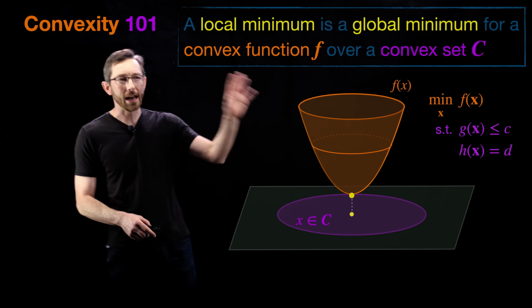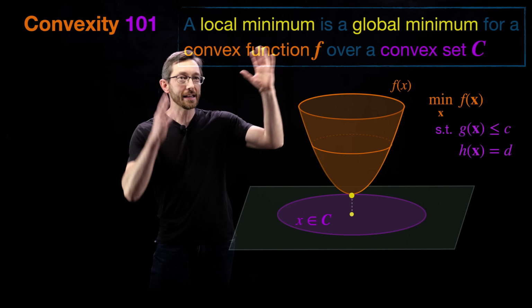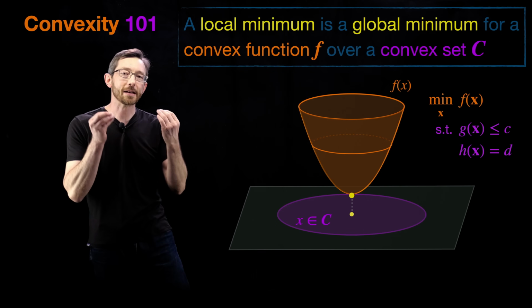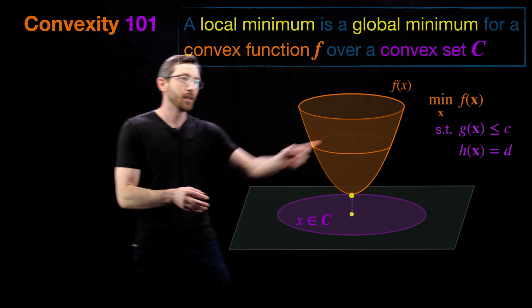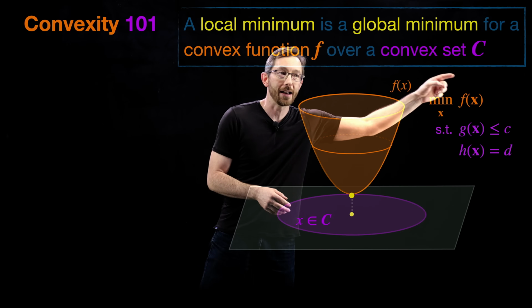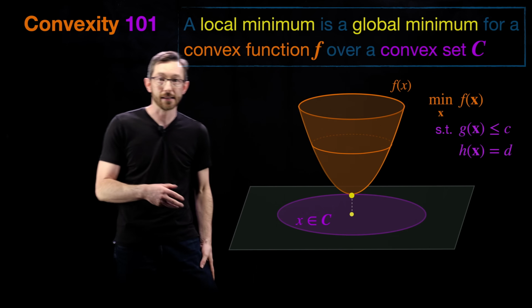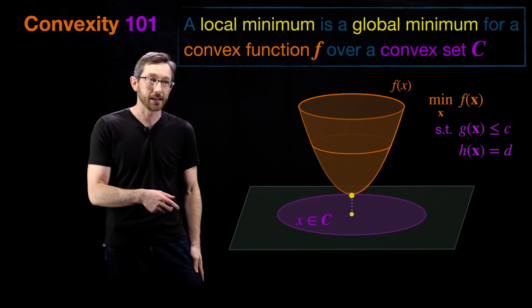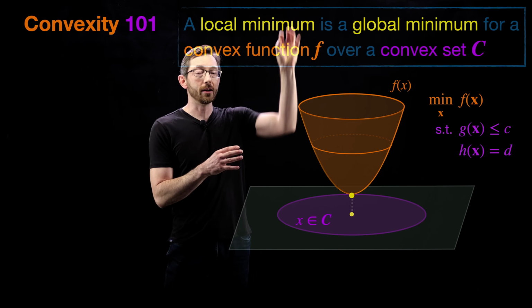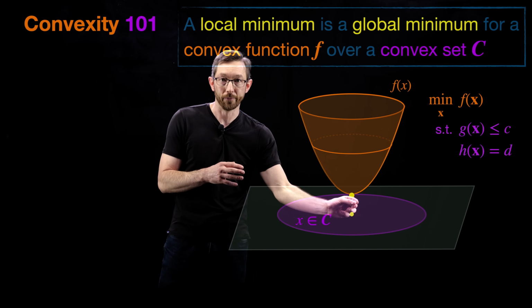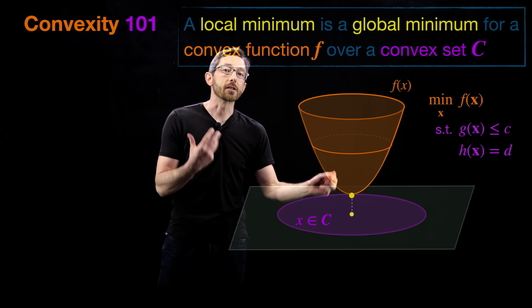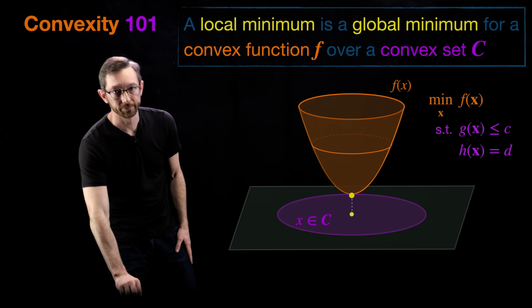And again, going back to the fundamental result, this is why we care about convexity: if you have a convex optimization problem, if your objective function f is convex and your feasible set that satisfies these constraint equations is convex, then if you find a local minimum of this problem, it's also a global minimum. That's a huge deal.